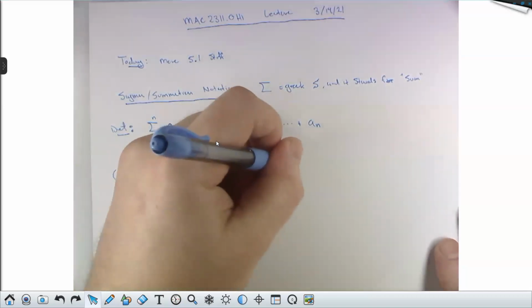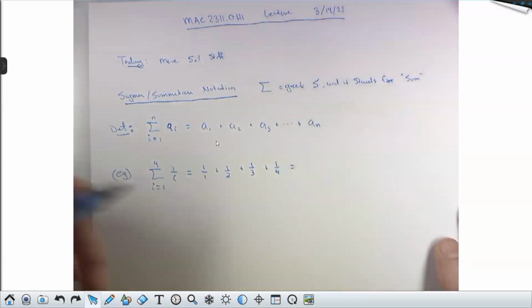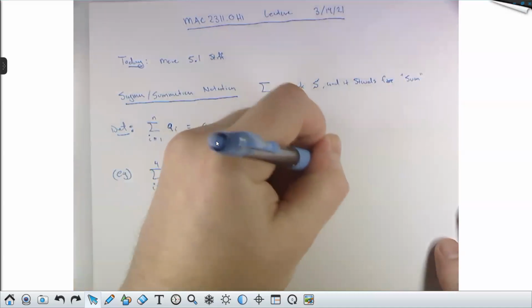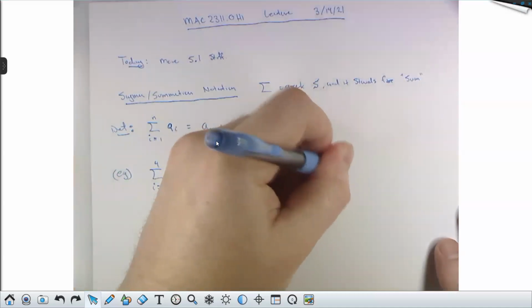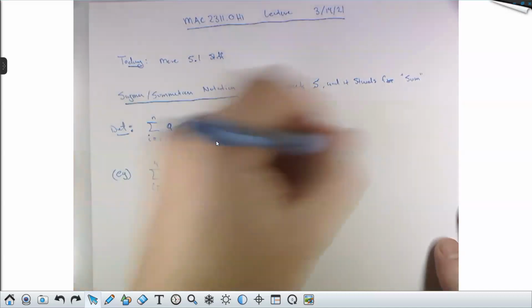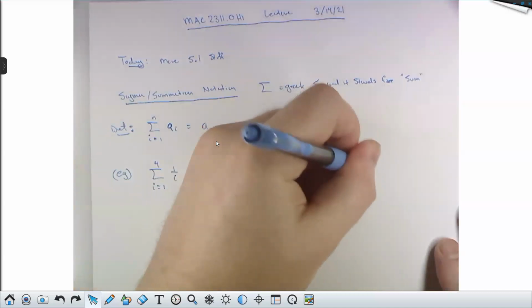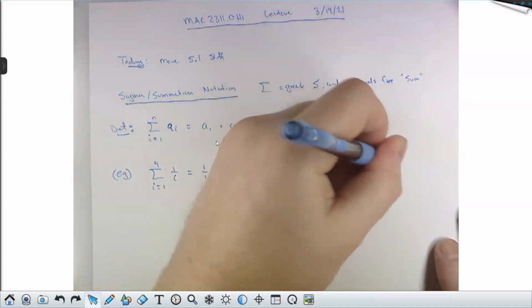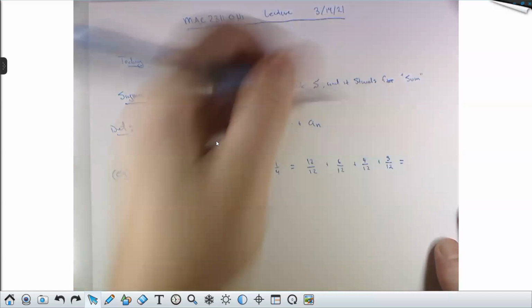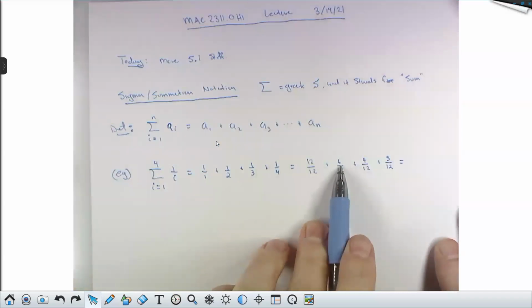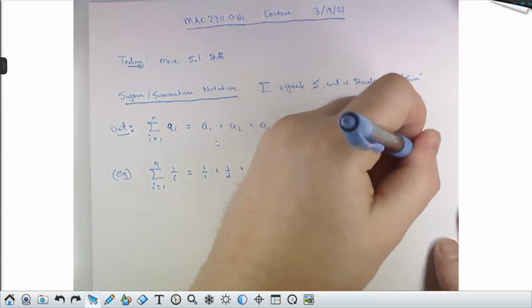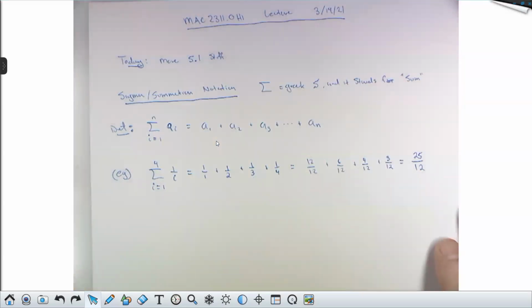We could evaluate this if we wanted to. My common denominator here would be 12, right? So this would be 12 over 12 plus 6 over 12 plus 4 over 12 plus 3 over 12. And so what would that be? That would be 12 plus 6 is 18, plus 4 is 22, plus 3 is 25. So this would be 25 twelfths.